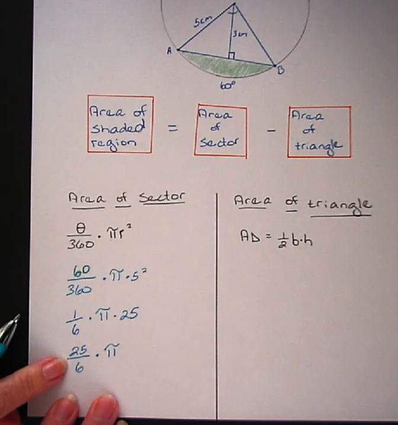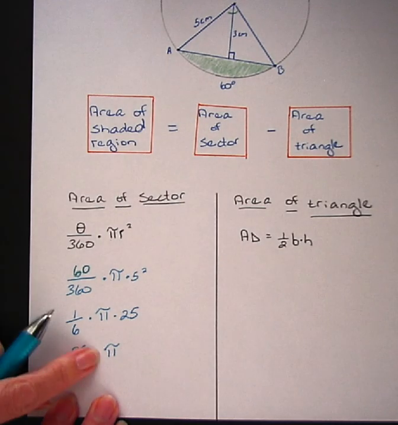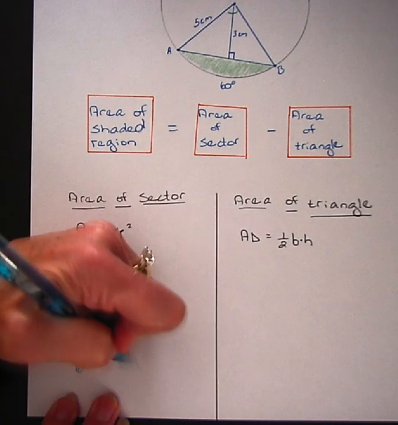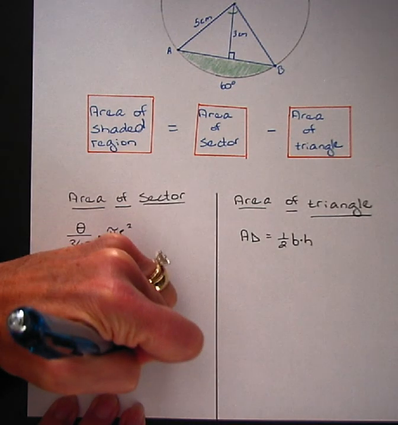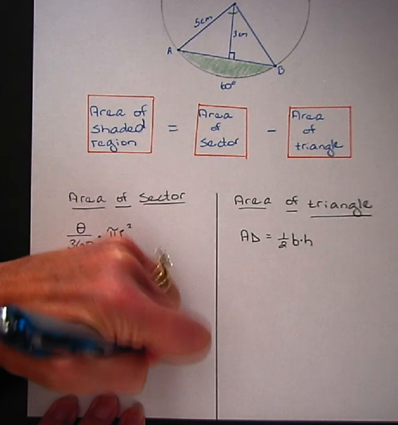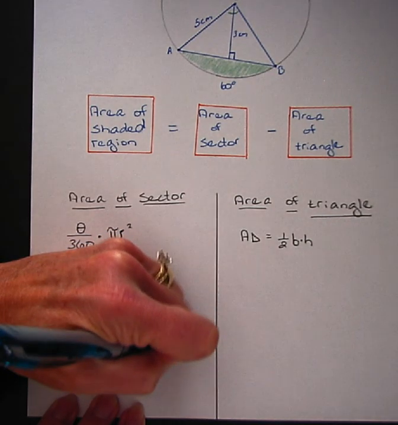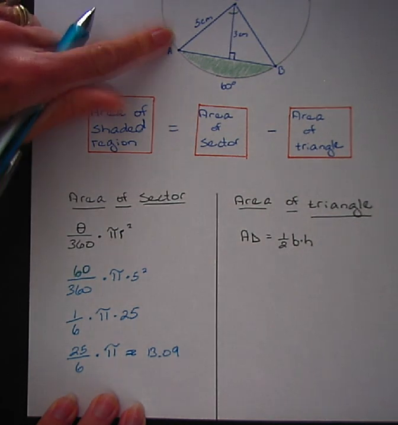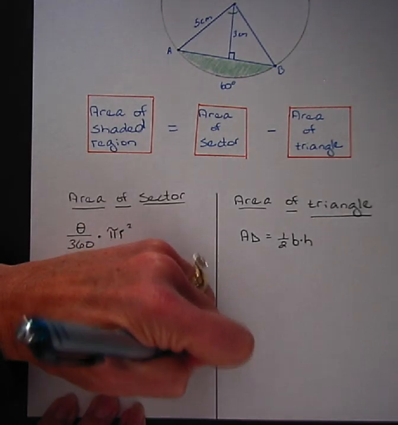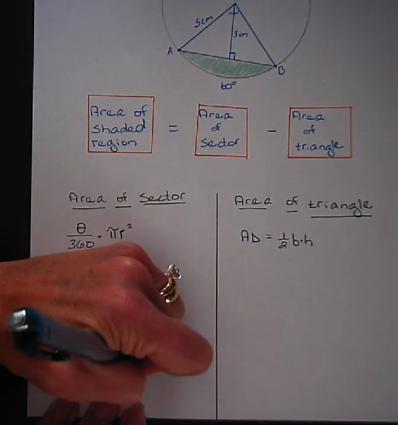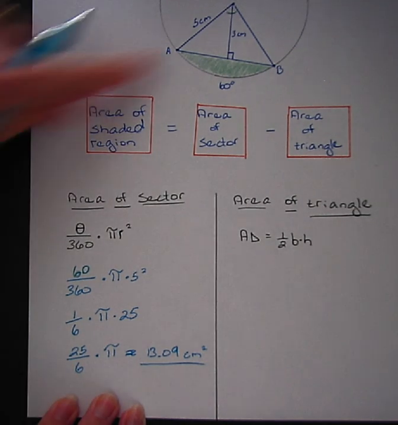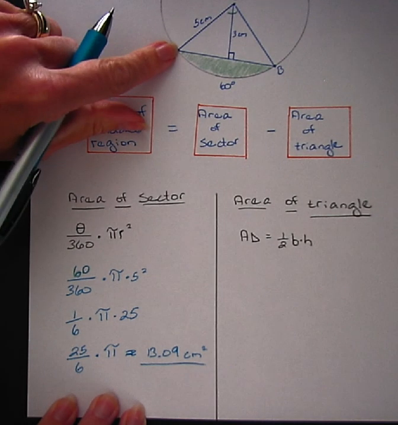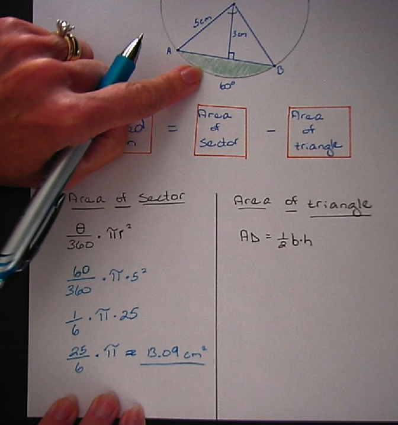Now you're ready to go ahead and put it in your calculator. 25 divided by 6, hit the enter button, and then multiply it times pi, and you should get, well, this would be approximate because I'm going to round it, about 13.09, and this is in centimeters, so centimeters squared. Okay, so that's the area of the whole sector, but we need to subtract out the area of the triangle so that we only have left the shaded region.